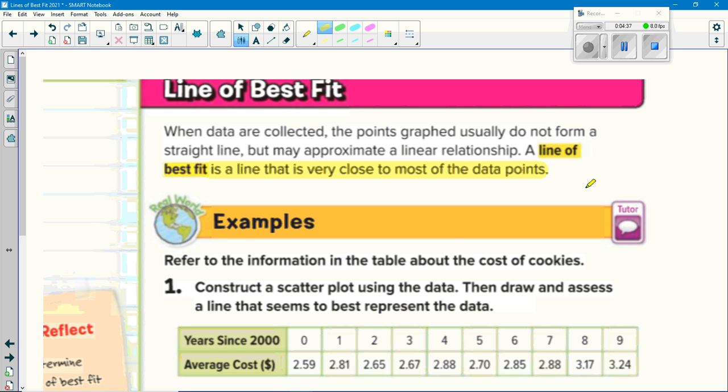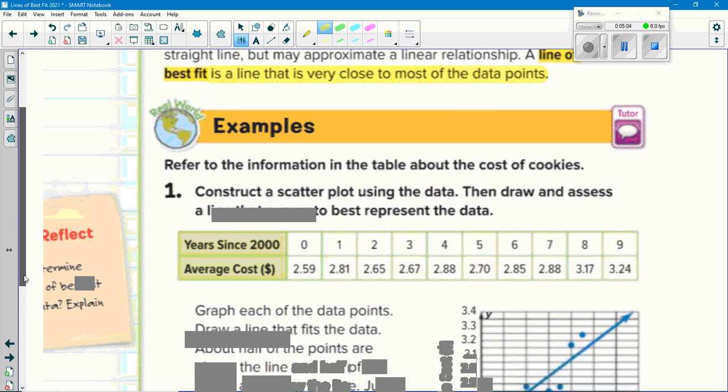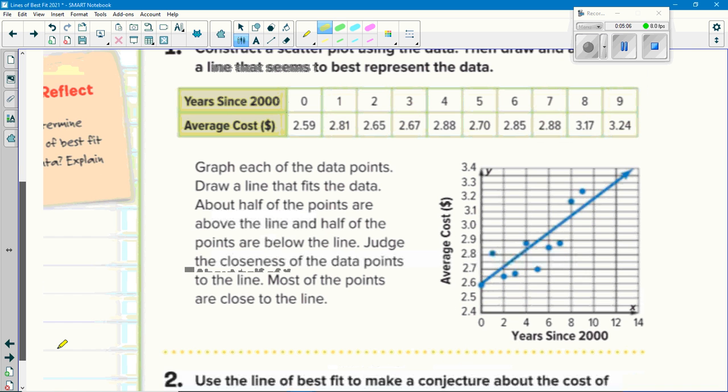So it says, refer to the information in a table about the cost of cookies. It said, construct a scatter plot using the data. Now, we've talked about this, and we'll be doing some scatter plot construction, but I'm hoping you know the years are going to be on the x-axis, the cost is going to be on the y-axis, and we're going to plot these on a grid. Now, this grid that our book uses is kind of wonky looking because it's got rectangular grids, but it'll be okay. So it says graph each of the data points. So they did. Look, you can see it right here. Year since 2000, that's our X. All right.